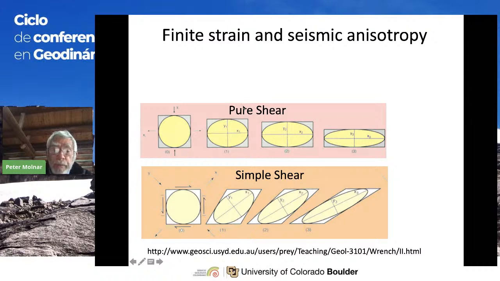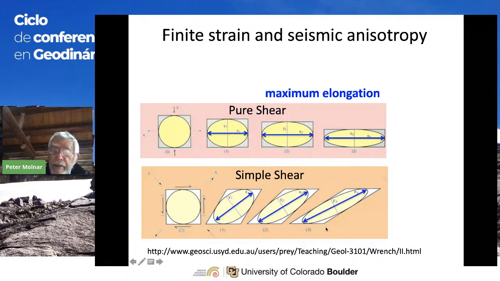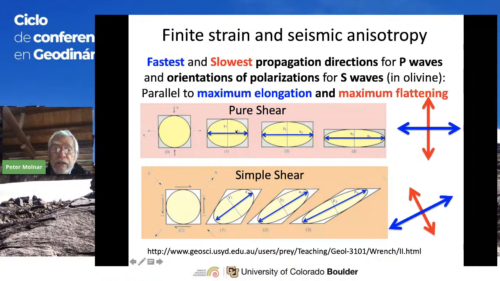So I remind you, pure shear, where you flatten a region and you stretch it in the orthogonal direction, you wind up with this orientation, or simple shear. New Zealand is simple shear, where you take a circle and you shear it and make an ellipse, a strain ellipse that looks like this. And the maximum elongation is defining the orientation of the fastest propagation of P waves. I'll talk about that later.